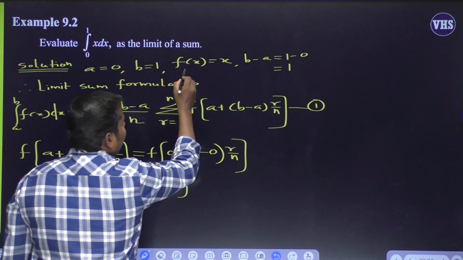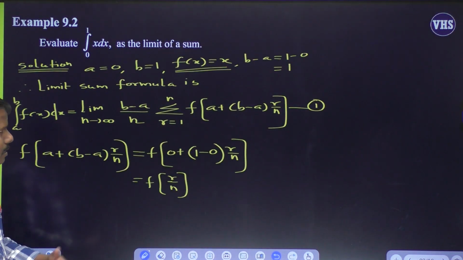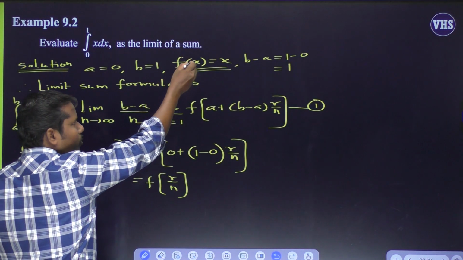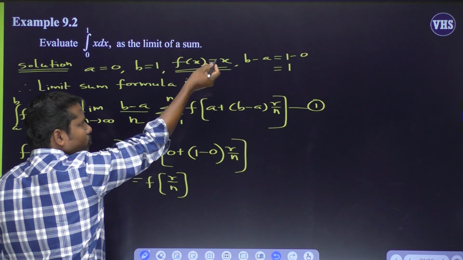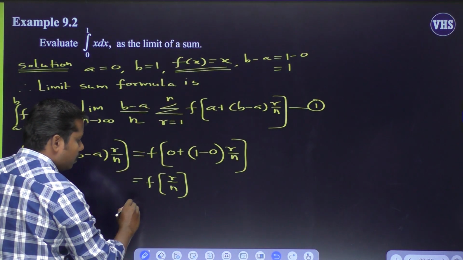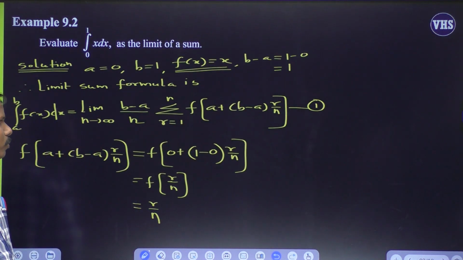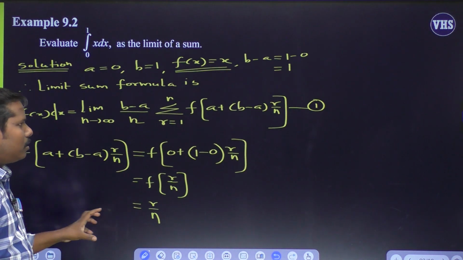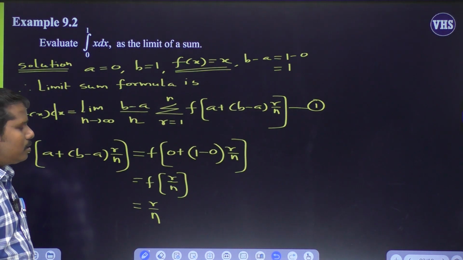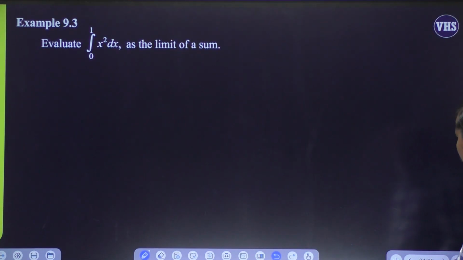Students, here you see that f of x is given to be x. What is our f of x? x itself. Whatever input you give, we get the same output. 1 means output 1, 2 means 2. Likewise, what is the answer for f of r by n? Simply r by n. So we got the functional value as r by n. Now all things are ready to go for the substitution. Let us go for the substitution now.